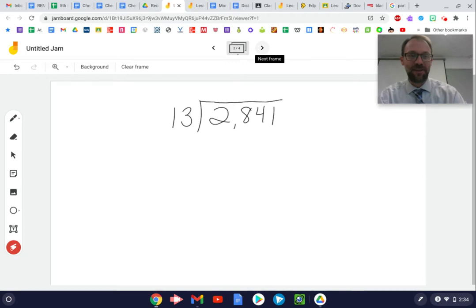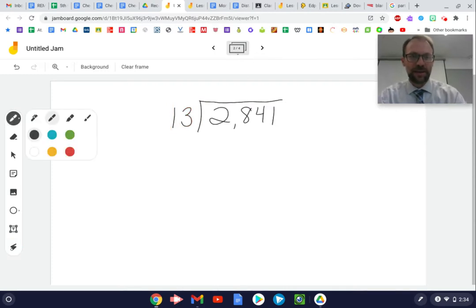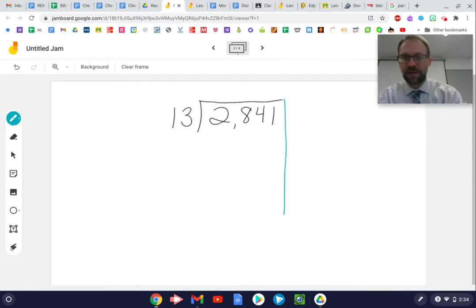So here we have the problem 2,841 divided by 13. So step one, as always, let's draw our line down the right-hand side here, and let's ask ourselves the same question. How many groups of 13 can I make from 2,841? Well, our dividend is so much bigger than our divisor. I'm going to start large here.